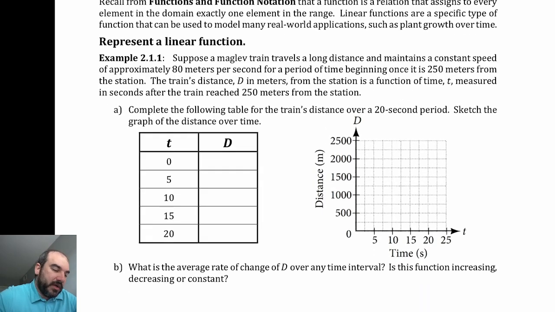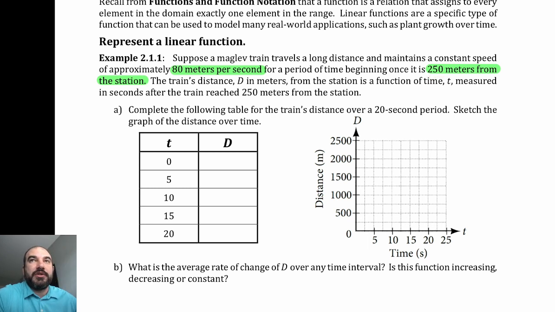So this is a real world example given to us. We can read through this. Suppose a maglev train travels a long distance and maintains a constant speed of approximately 80 meters per second. That seems like it would be significant, so we'll highlight that. For a period of time beginning once it is 250 meters from the station. So far what we understand from that first sentence is that there is a train that travels at 80 meters per second constantly, but it only reaches that speed and maintains that speed once it's 250 meters from the station.